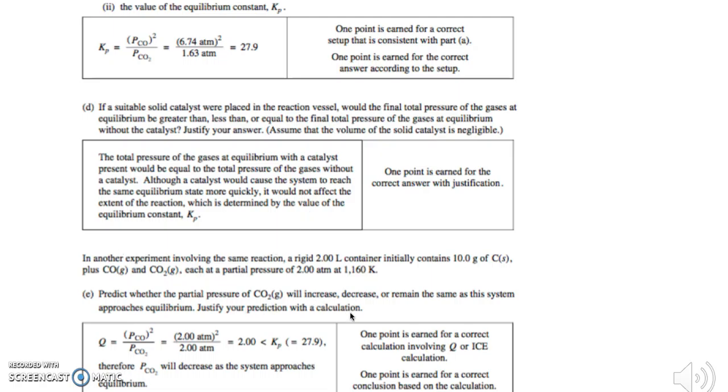And E gives us more information, and then it asks us to predict the partial pressure of carbon dioxide as it approaches equilibrium. So since it approaches, you use Q, you plug it into the same formula, and you use 2 atmospheres as it's given, and you compare it to K. Since it's smaller, it proceeds forward. So as it proceeds forward, the reactant carbon dioxide is consumed, so the pressure of carbon dioxide decreases as it approaches equilibrium.